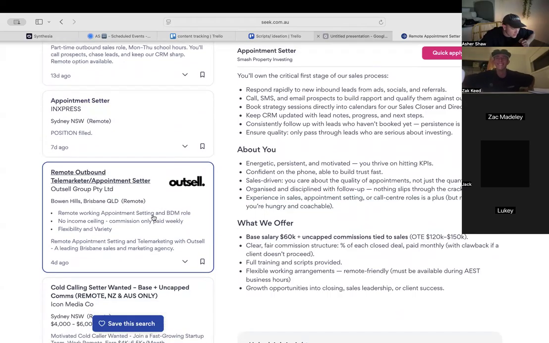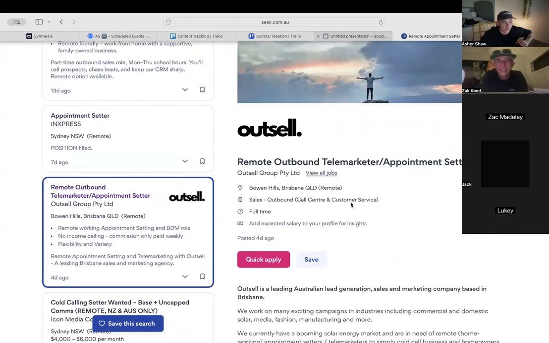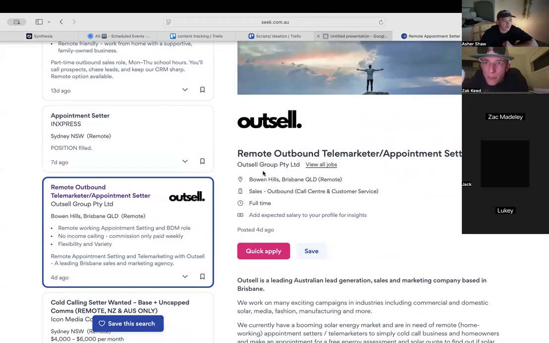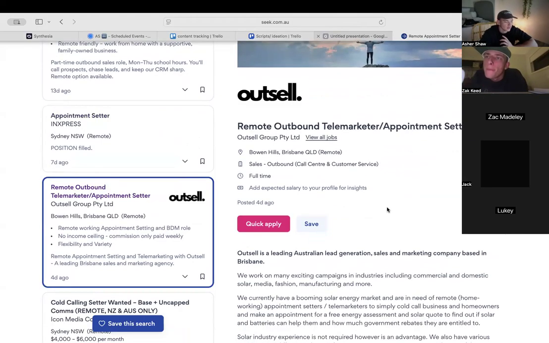But let's go through one like this here, bro. This is one that I would honestly stay away from, and I would tell people to stay away from: remote outbound telemarketer, bro. A heavy telemarketer one. Even though it's remote, hey, if you want to give it a crack, you can.